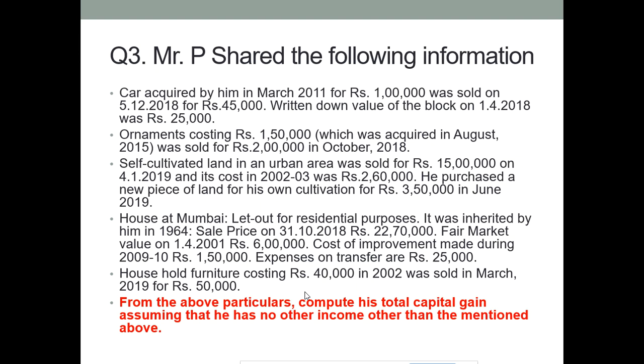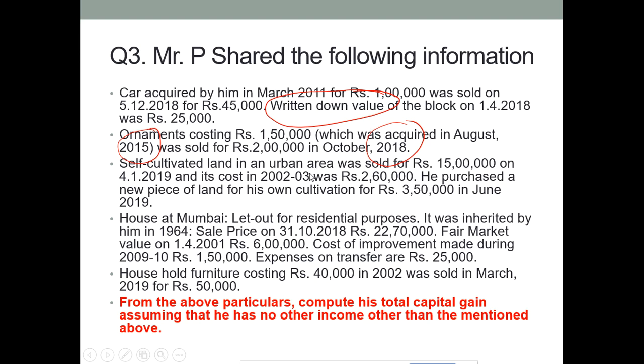Mr. P shared the following information. Number 1. Car acquired by him in March 2011 for rupees 1 lakh was sold on 5th December 2018 for rupees 45,000. The written down value of the block on 1/4/2018 was rupees 25,000. So here the important term which you have to see is written down value. That means car is the depreciable asset. Ornaments costing rupees 1,50,000, which was acquired in August 2015, was sold for rupees 2 lakh in October 2018.